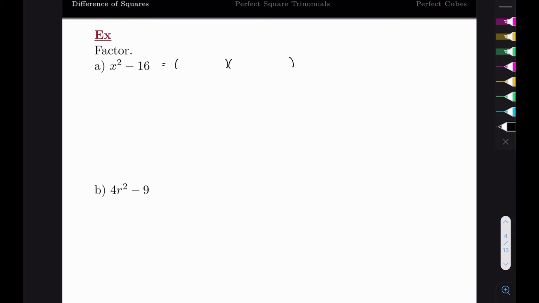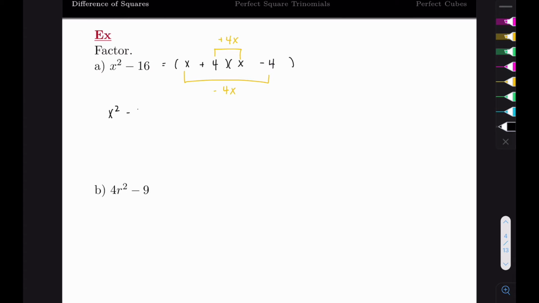So to get to x squared, my only possibility is x times x. To get to negative 16, because it's a perfect square, I'm going to try positive 4 and negative 4. If we do the same thing as last time, this gives us negative 4x for the outer term and positive 4x for the inner. They add together and give us 0x, so the middle term cancels out. Okay, so this is our right factoring.